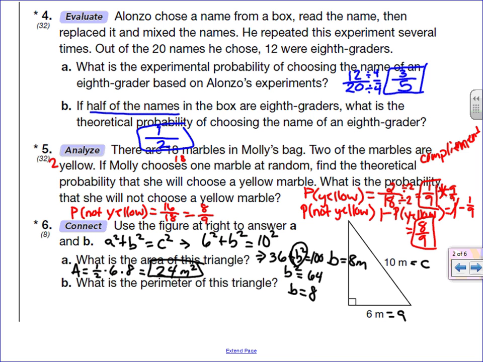What is the perimeter of this triangle? We add up all the sides. So 8 plus 6 plus 10. 8 plus 6 is 14 plus 10 is 24. And perimeter is just the units given, meters.